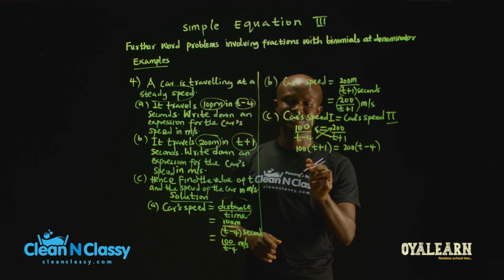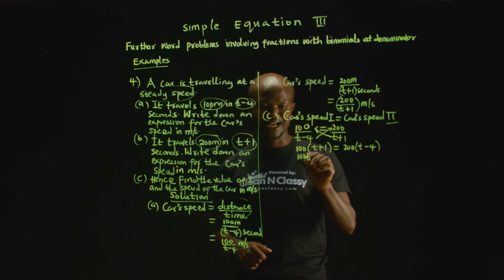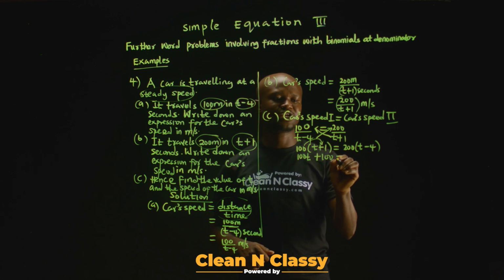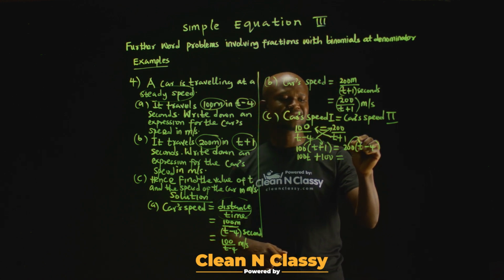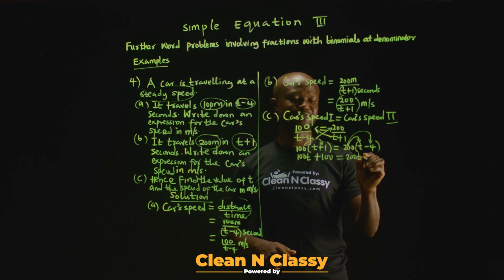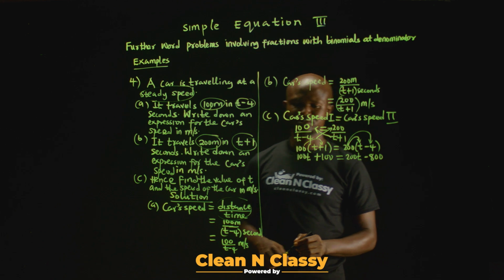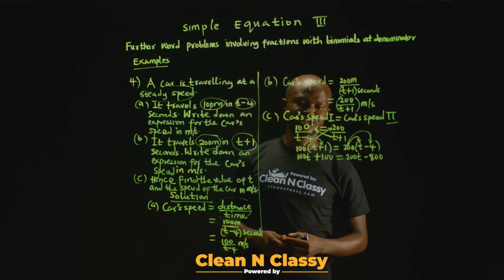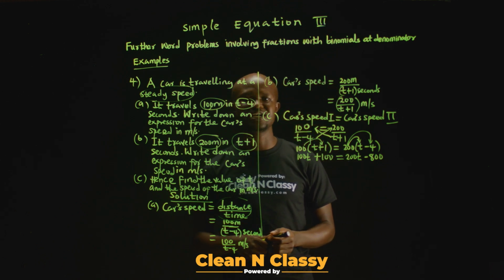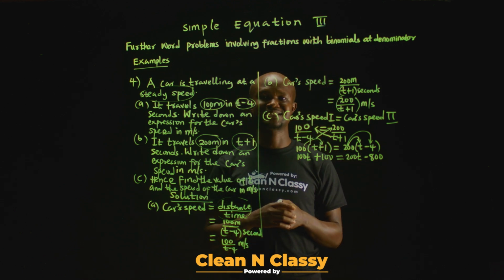By expanding the brackets, 100 times t gives 100t. 100 times 1 gives 100. This equals 200 times t, which is 200t. Then 200 times minus 4 gives minus 800. The next thing for us to do is to collect the like terms. Collecting like terms simply means we bring expressions that are alike together.